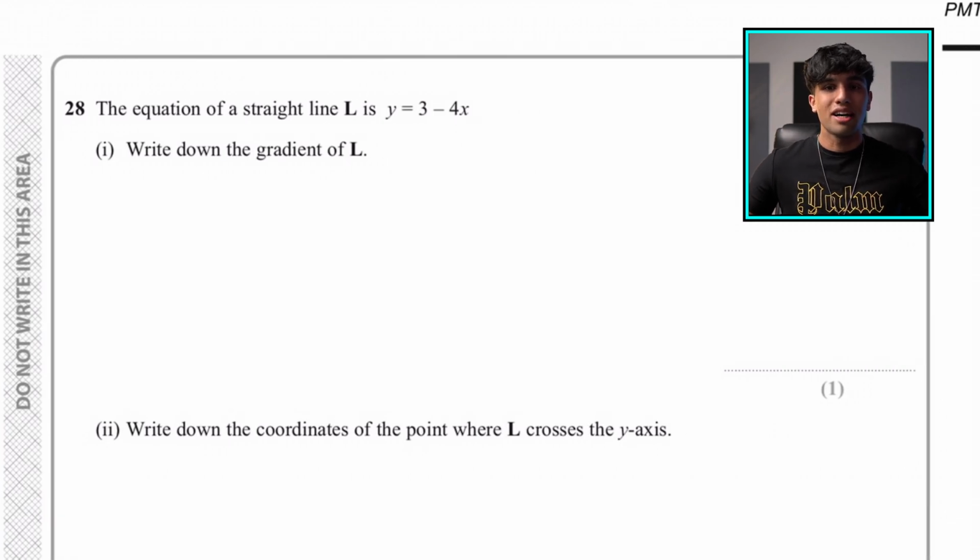You've made it now, guys, to the final question in the exam, question 28. Now it's supposed to be the hardest question, but let's see if we can tackle it. In part I, we're given the equation of a line. Now we need to work out what the gradient is. Remember, the gradient is always the integer in front of our x value. So in this case, we have -4.